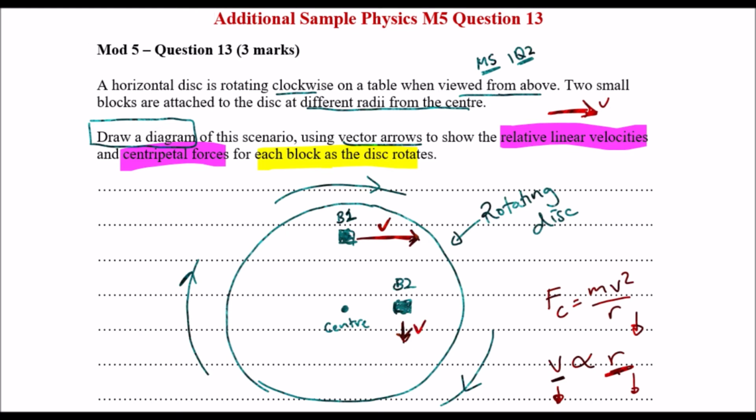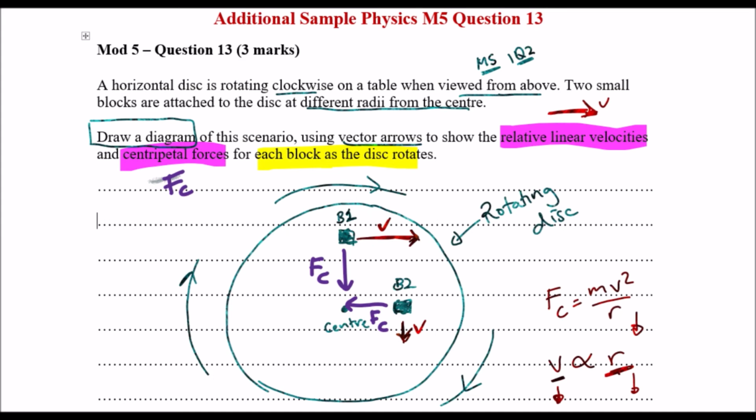The last thing we need to do is show our centripetal force. That goes in like so, and that would also go in like so. So the lengths should be about the same in terms of the centripetal force. So that's what we have there.